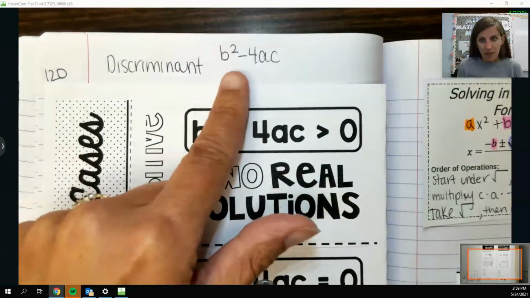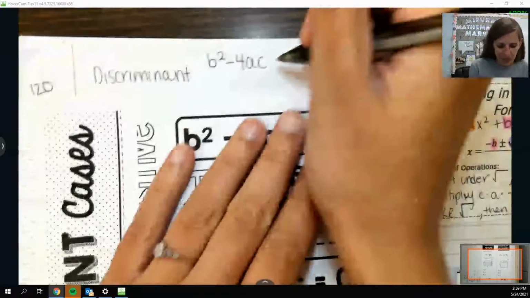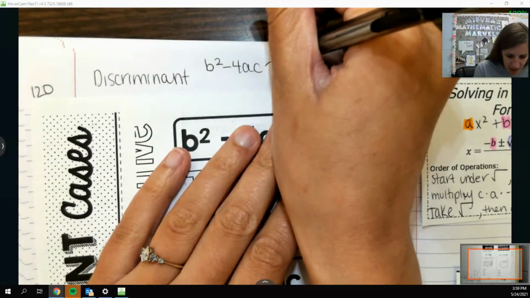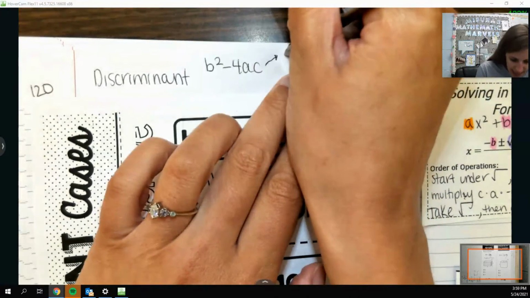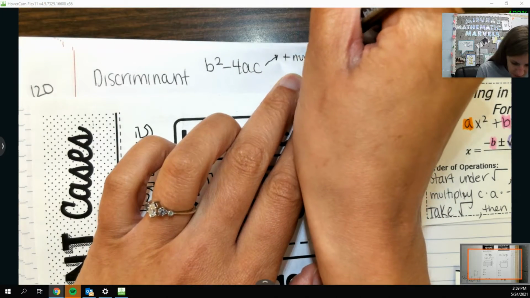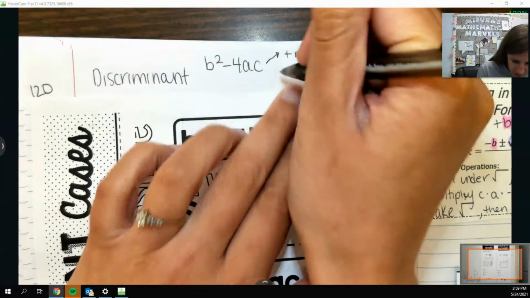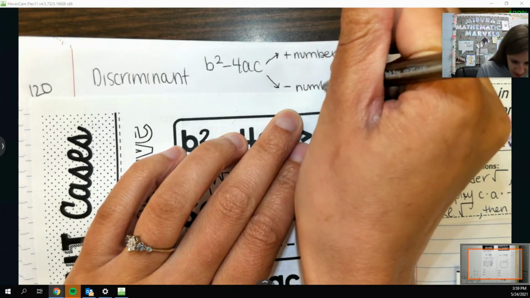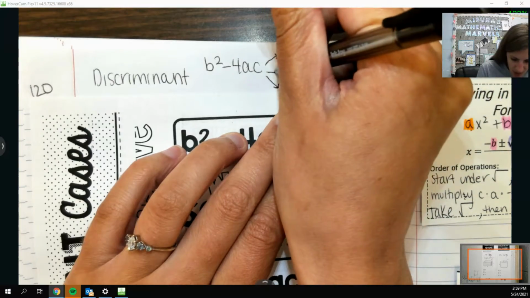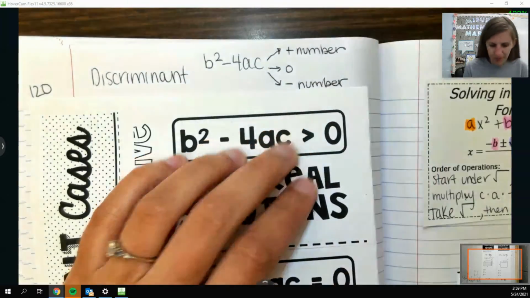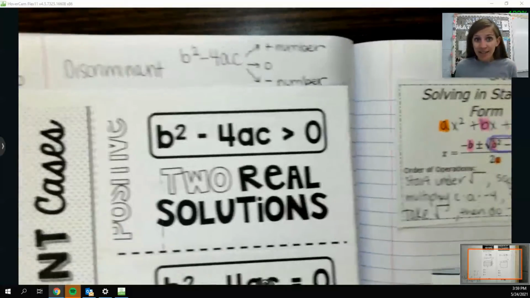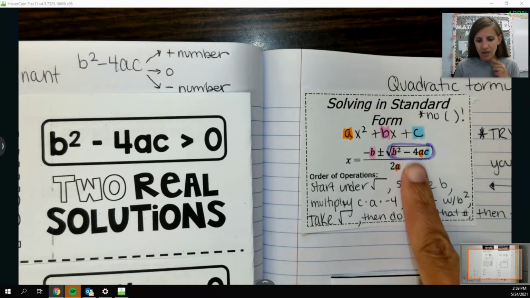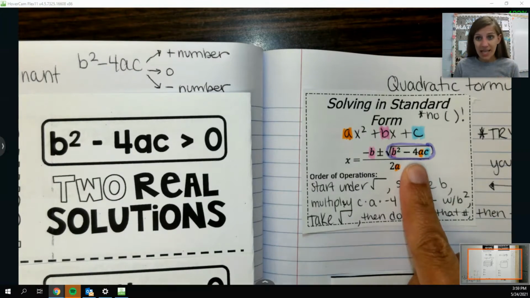When I do the discriminant, when I do this little formula here, one of three things will happen. You will either get a positive number as your answer, a negative number as your answer, or just 0. And because the discriminant is underneath your square root, that will tell you what type of solutions you have and how many you have.